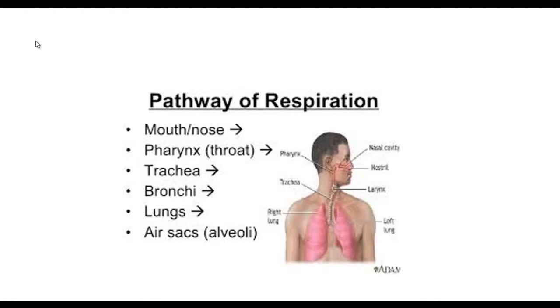It's really straightforward. Mouth, nose, then the pharynx or the throat, then the trachea, and the bronchi, and the lungs, then the air sacs, or the alveoli, which we just discussed. Okay, so pathway of respiration. Pause this. Go back through this if you need to. Will be a question on the final.